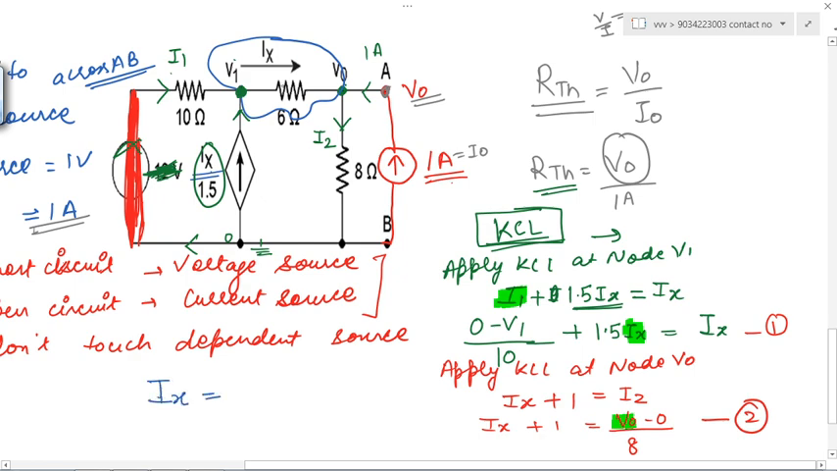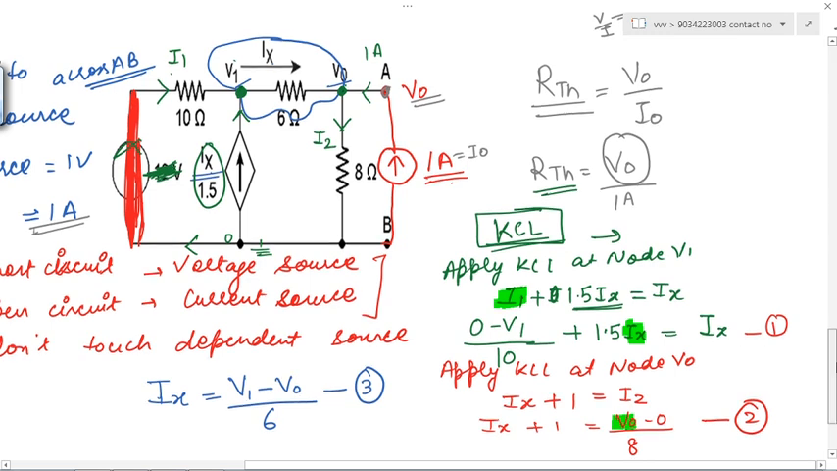Ix is equal to, this Ix is current flowing from which node to which node? It is the current flowing from V1 to the V node. We will always see which node the current is flowing from and to, like from which room to which room. So this Ix is moving from the V1 room to the V node room, right? So it would be V1 minus V node divided by the resistance, that is 6. So you got this third equation, correct?